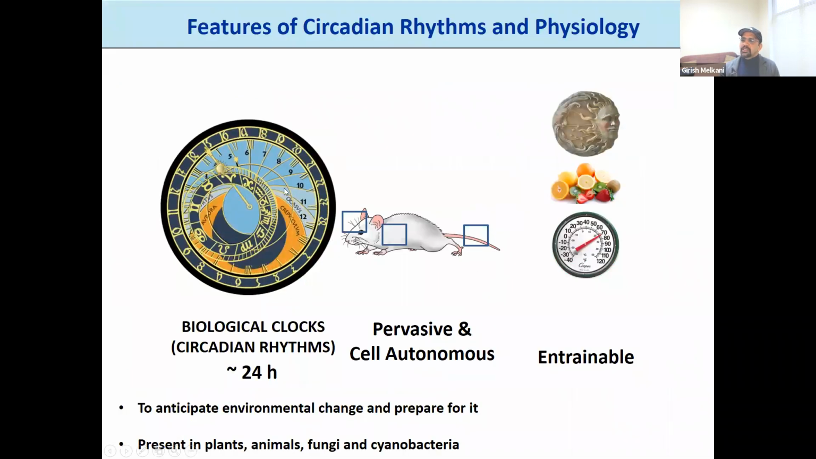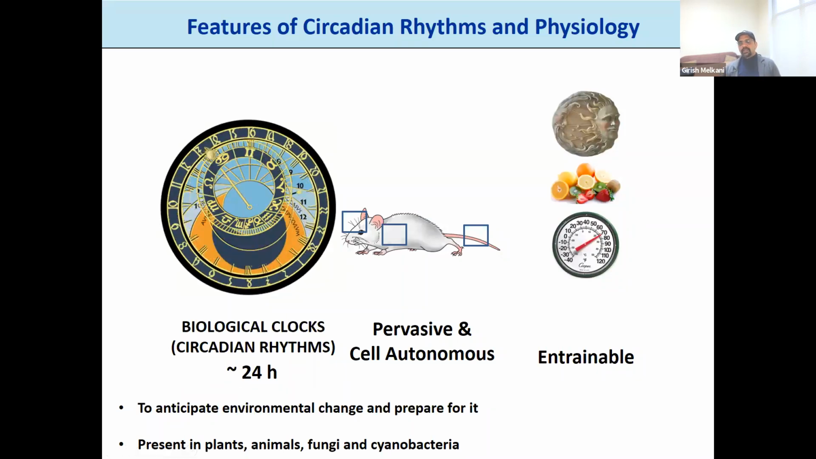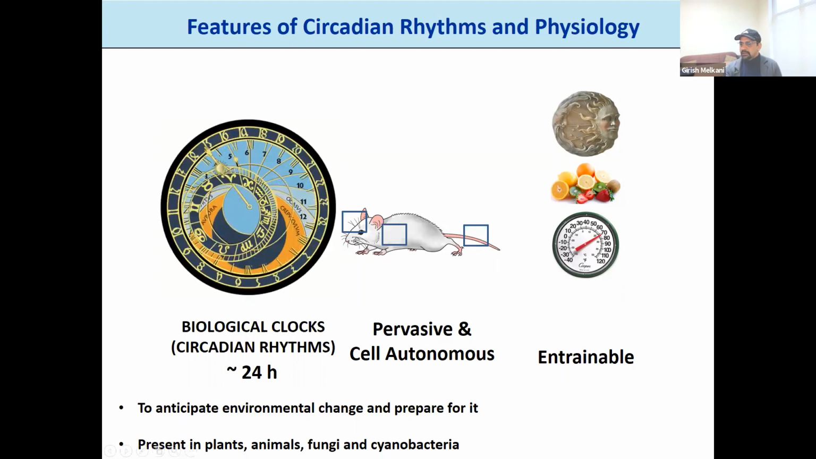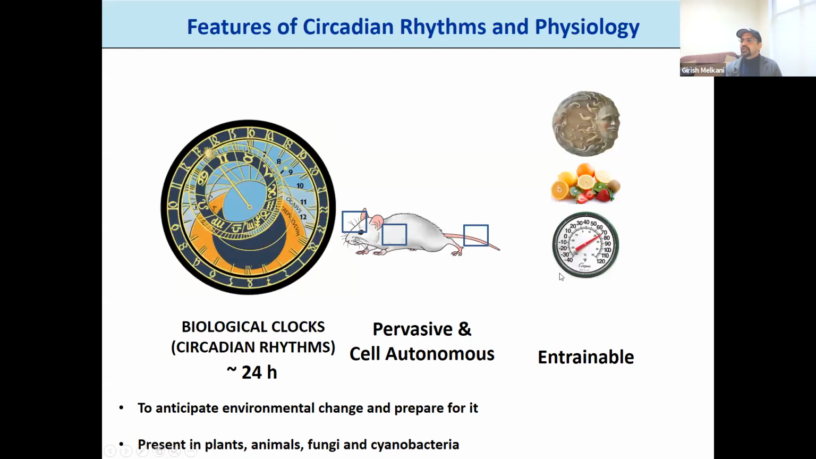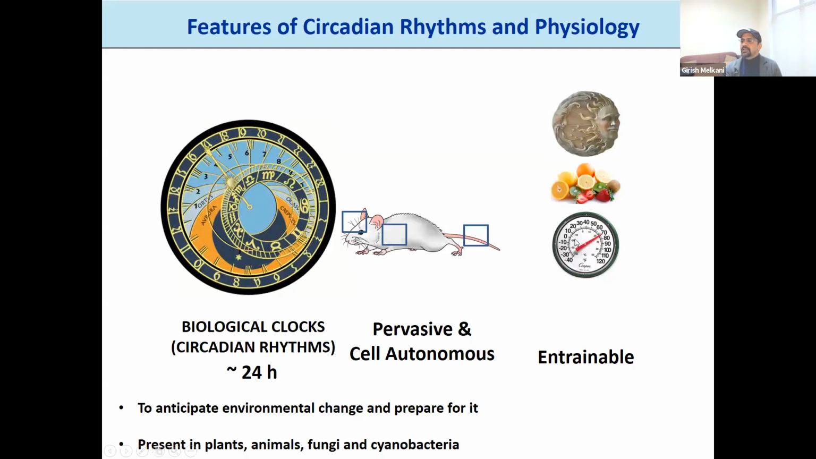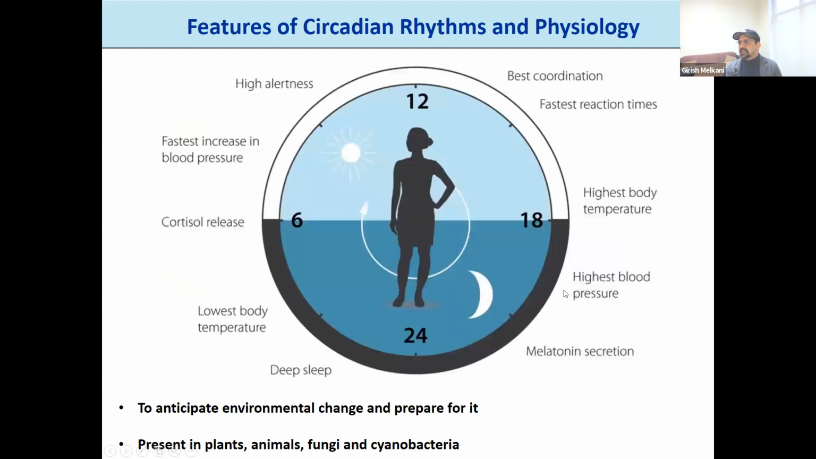As you know, circadian clock is a 24-hour cycle, and what it does is prepare us for environmental change. It is present everywhere: plant, animal, fungi, cyanobacteria, sorry, and it's pervasive and cell autonomous. You can change your circadian clock multiple ways. Temperature is one thing, food is another thing, and the light and dark cycle is well known. You can change that one. If you look at that, so I don't know where we are. Yeah, that's where we are right now.